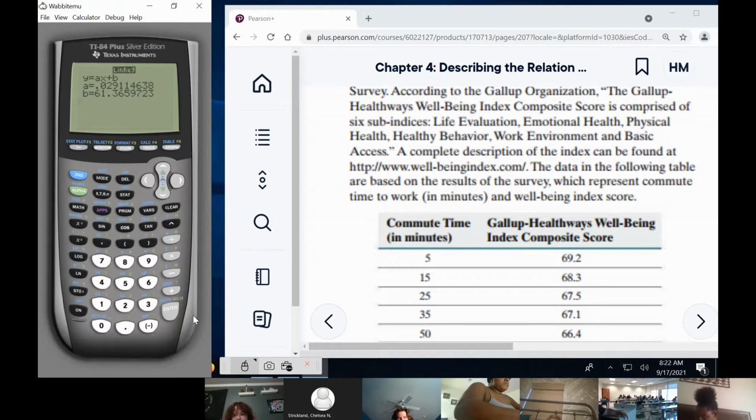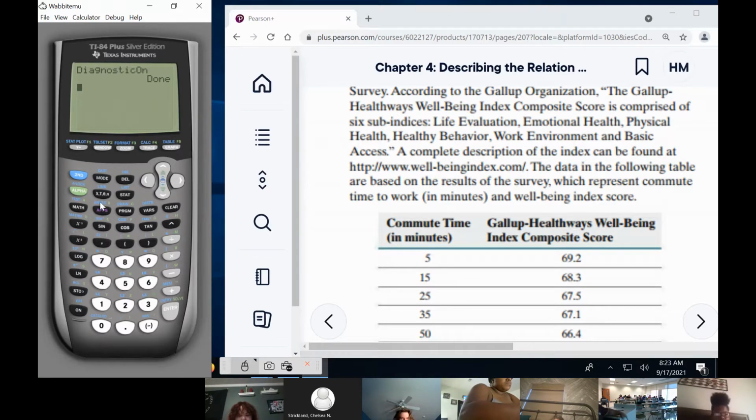Now, you don't see the correlation coefficient, so I'm going to show you how to turn that on with your calculator. Go to second catalog. Go down to the D's. And you're looking for diagnostic on and diagnostic off. Now, once you do this, you don't have to do it again. You want to click on diagnostic on. Hit enter again. And now you shouldn't have to do it again after this.